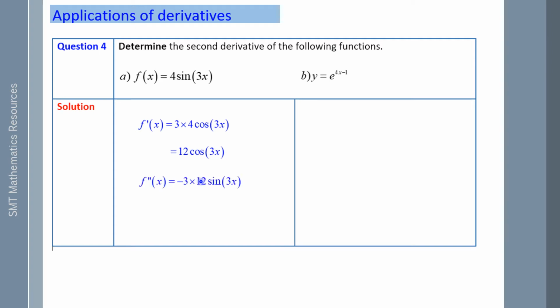To work out the second derivative, we'll apply the same method. 3 times 12, cos changes to negative sine, and the angle 3x stays the same. So the second derivative is negative 36 sine of 3x.